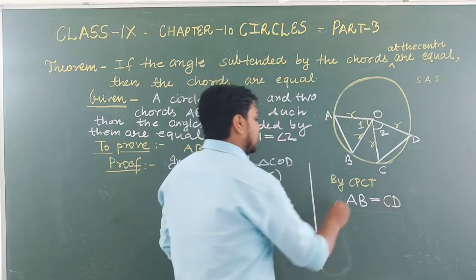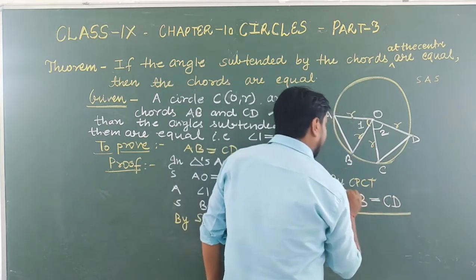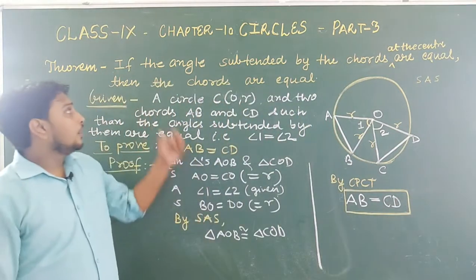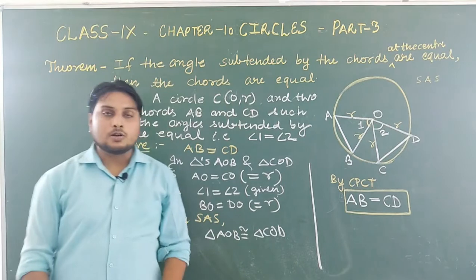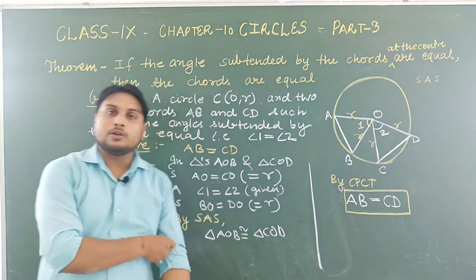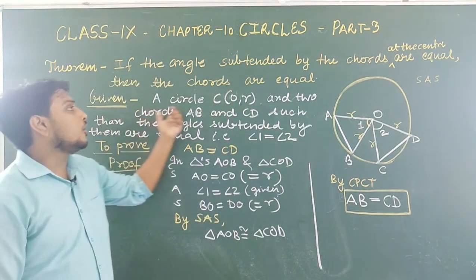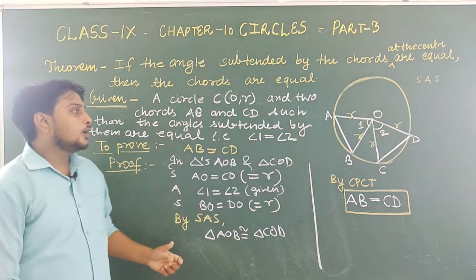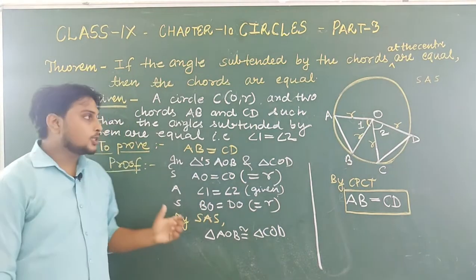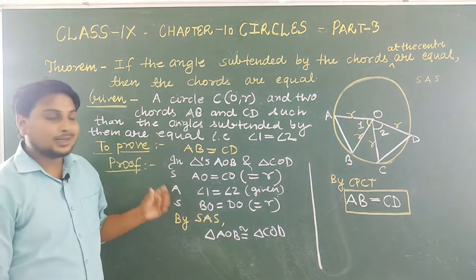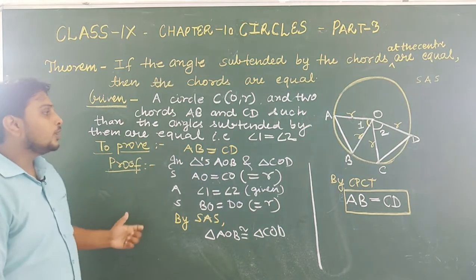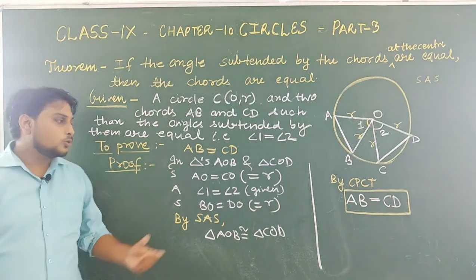Okay, so students, this is the proof of this theorem, that if the angles subtended by the chords at the center are equal, then the chords are equal. Okay, this is the proof. And it is just like the previous theorem. It is just the converse of the previous theorem that we have proved. The method of proving is almost the same.